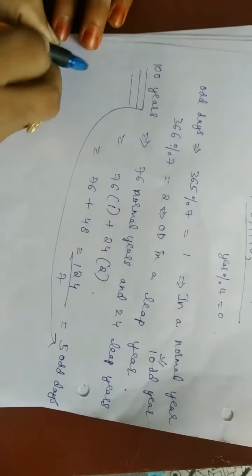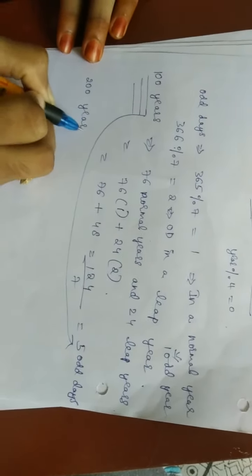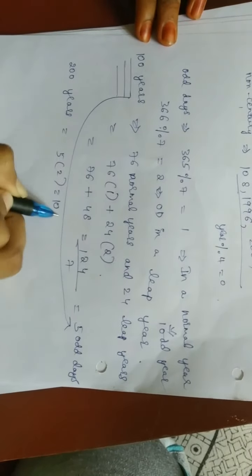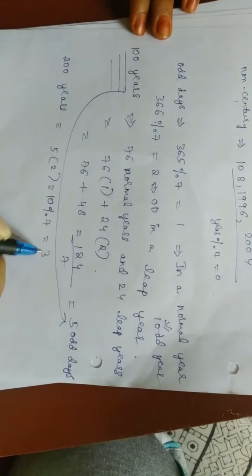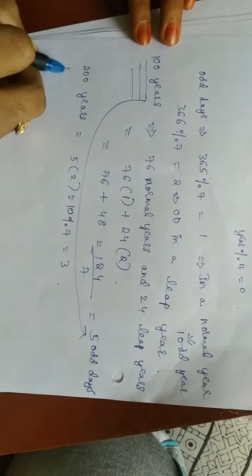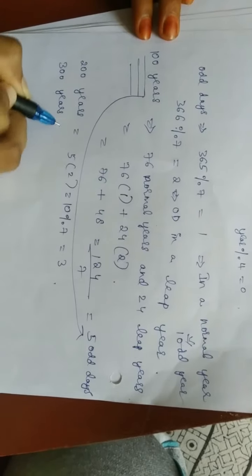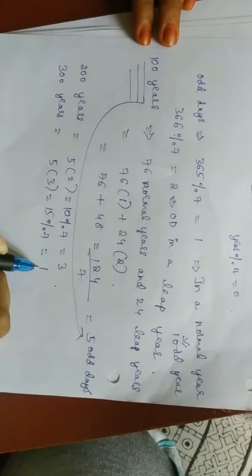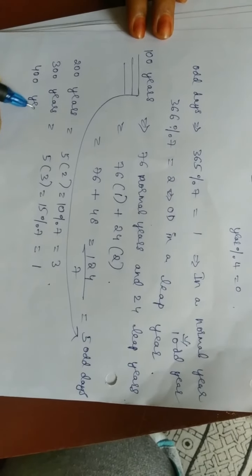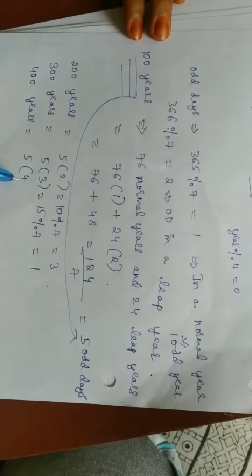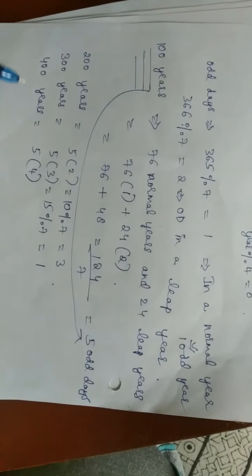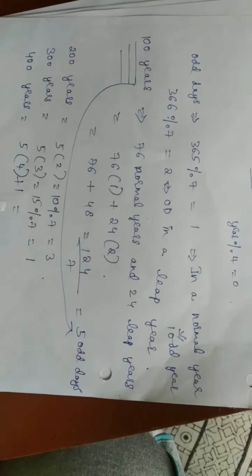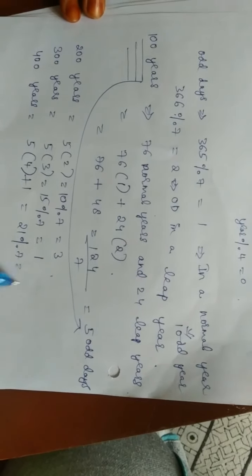Hope it's clear. In a similar way, in 200 years, you would get 5 into 2, that would be 10. 10 when divided by 7 would give you a remainder of 3. So in 200 years, we would have 3 odd days. And in 300 years, the number of odd days would be 5 into 3, which is 15 mod 7. That would give you 1 odd day. And in 400 years, we have 5 into 4, but actually the 400th year is also a leap year. So there we are missing a 1. So that would be 21 mod 7, which is 0.